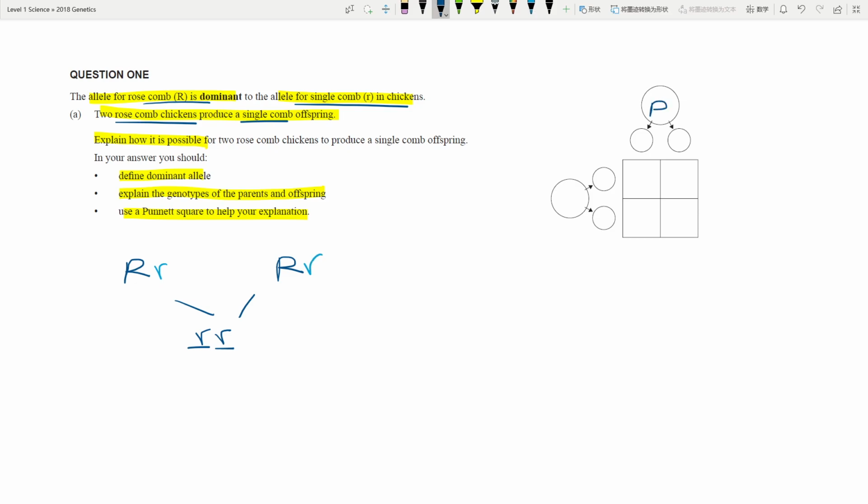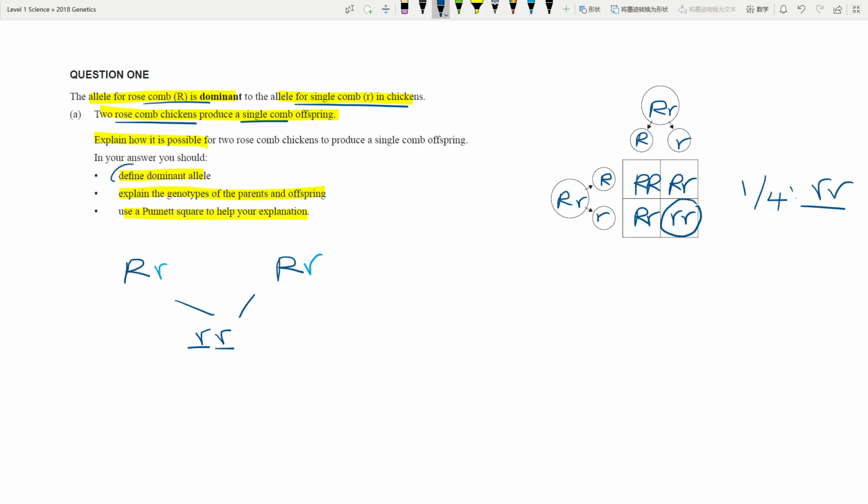So if we do the Punnett square, you can see it is two heterozygous individuals crossing with each other, and then there's a 25% chance. You can see 1 out of 4 has small r small r, so the phenotype is going to be a single comb offspring, which is what we see here.